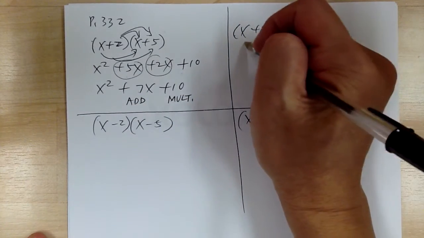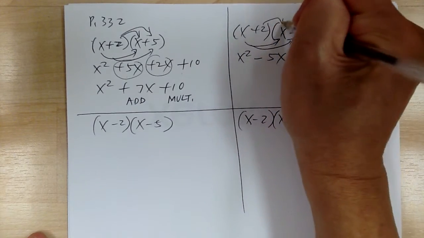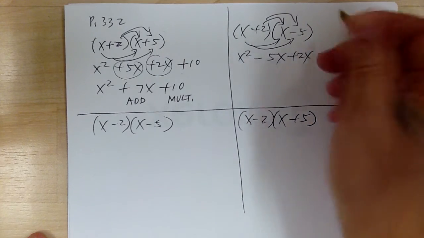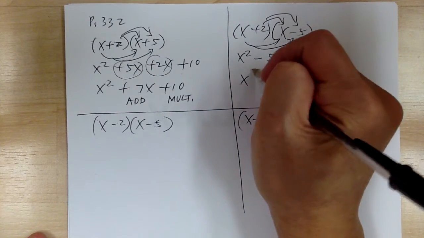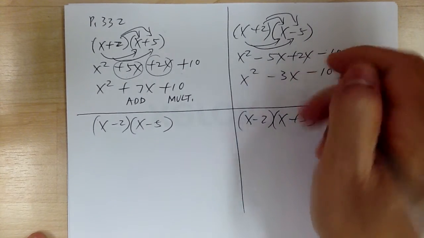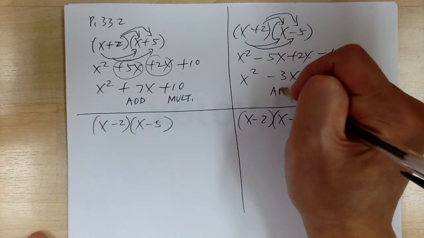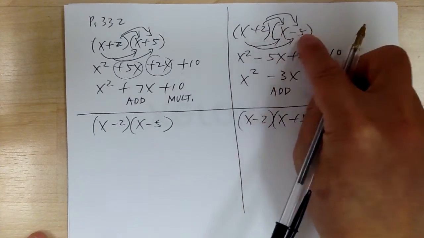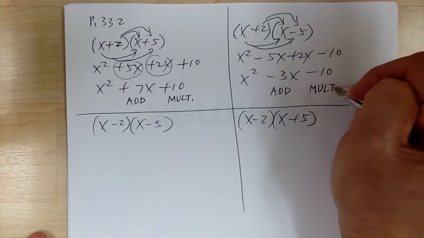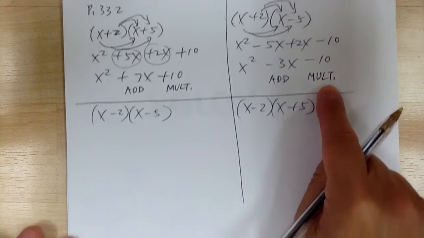When you multiply, you get x squared, minus 5x, plus 2x, minus 10. When you combine the like terms, you get x squared minus 3x minus 10. Again, notice that this came from adding, 2 plus negative 5, and when you multiply 2 times negative 5, you get negative 10. Again, notice the middle term came from adding, and the last term came from multiplication.